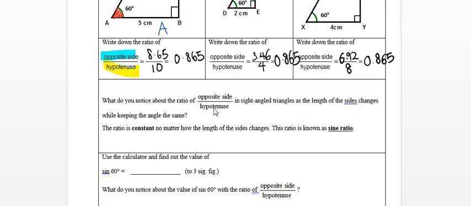What do you notice about the ratio of the opposite side and the hypotenuse in these right-angled triangles, as the length of the sides changes while keeping the angle the same? The ratio of the opposite over the hypotenuse is constant no matter how the length of the sides changes. This is known as the sine ratio.